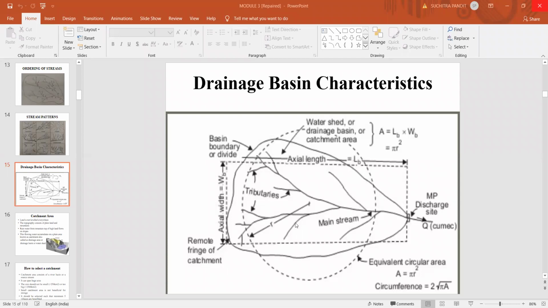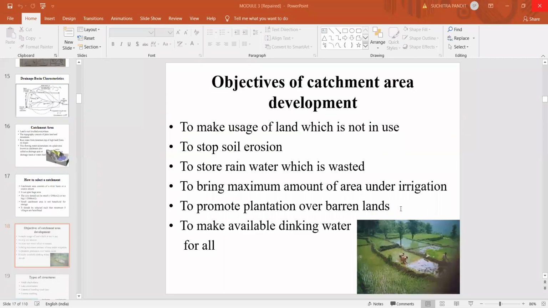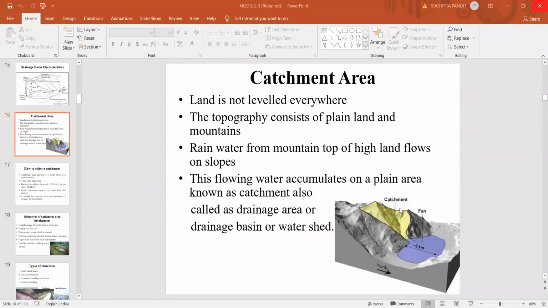So now this is the figure which gives you information about the drainage basin characteristics. Again, in this figure you can see the catchment area. The land is not leveled very well. You have these undulations because these undulations are required.